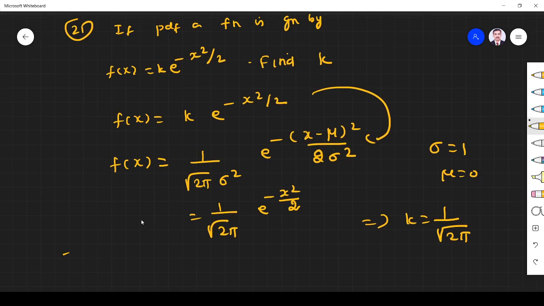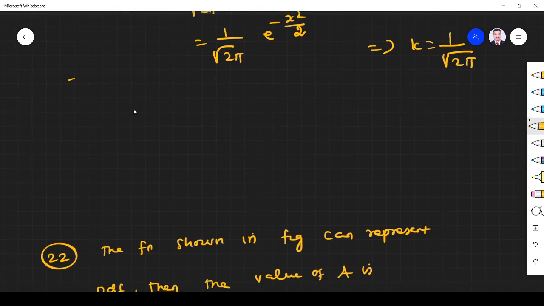Simple, right? Compare this equation with the general equation of Gaussian PDF. This indicates that mu is 0 and sigma is 1. So this will be equal to this one. So mu 0 you put, sigma 1 you put, you will get this. So k is equal to 1 by root 2 pi.